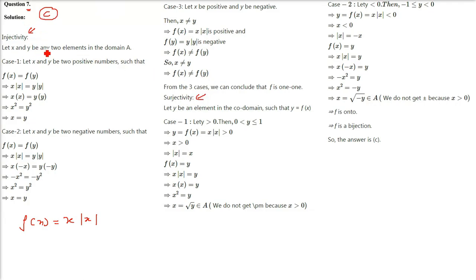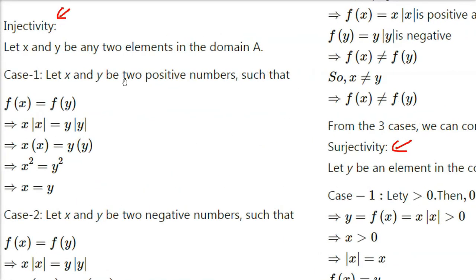What do we do for injectivity? Because f(x) is x into mod x. So let me write the set also, because A is equal to B. There are 2 sets and A is given by x belongs to R, real numbers, and x is in between negative 1 and 1. So one by one let us check, because there will be certain cases that will be formed. I'll show it to you here only.